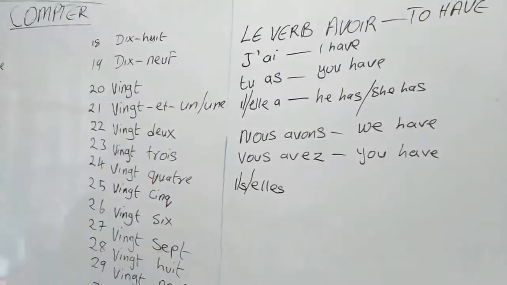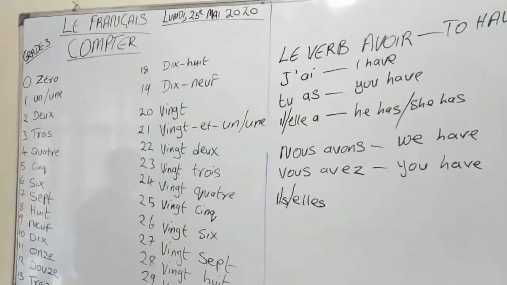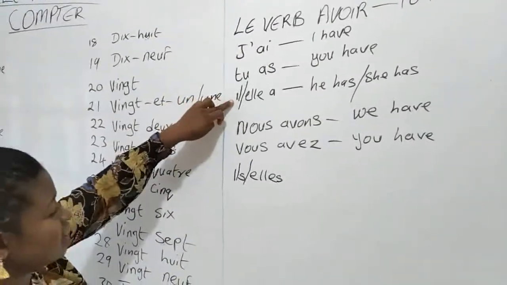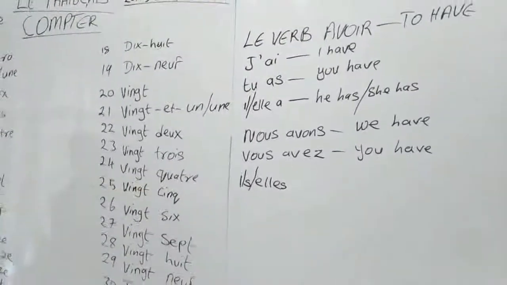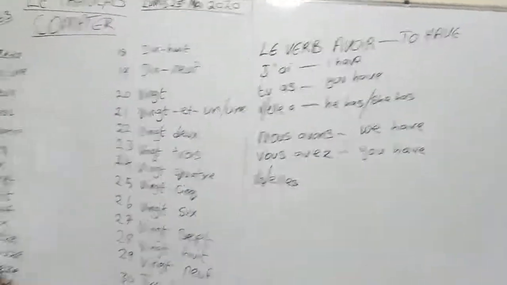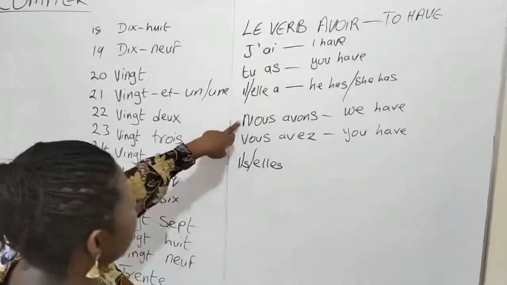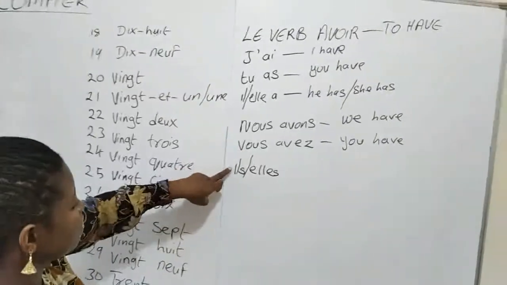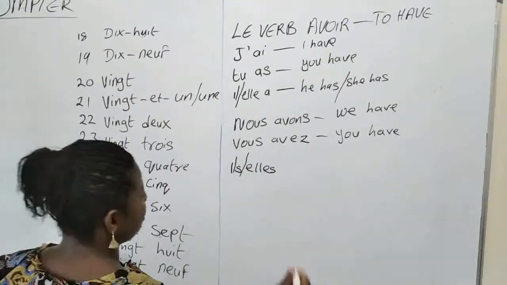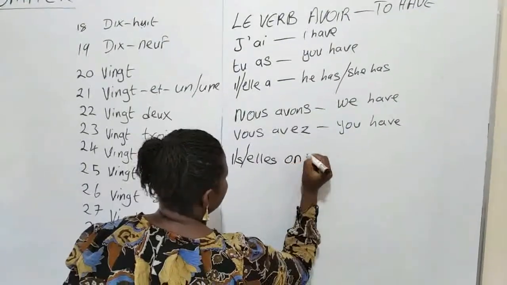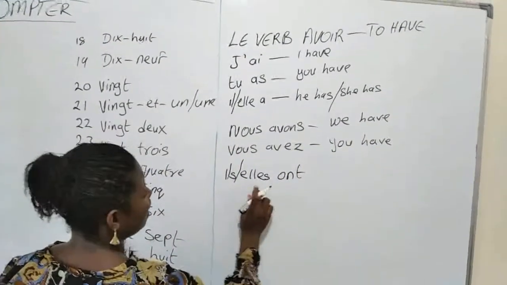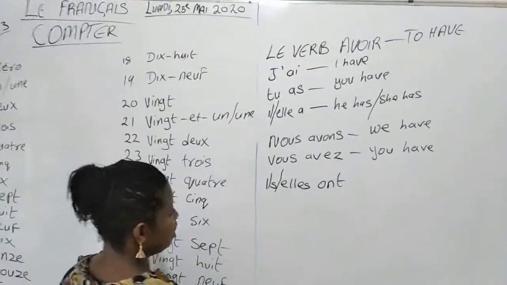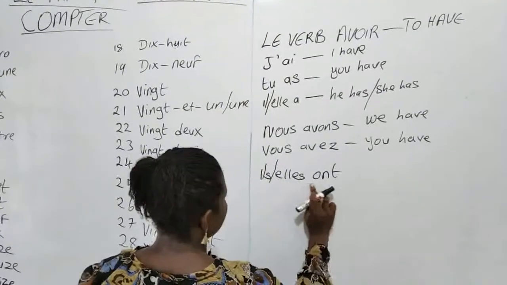So that is first person singular, second person singular, third person singular. Down here we have plural. This is nous avons, first person plural. Vous avez, second person plural. Here is third person plural. So ils ont, elles ont. Let me explain this. Ils ont, elles ont.